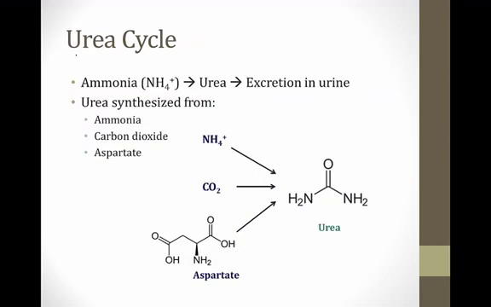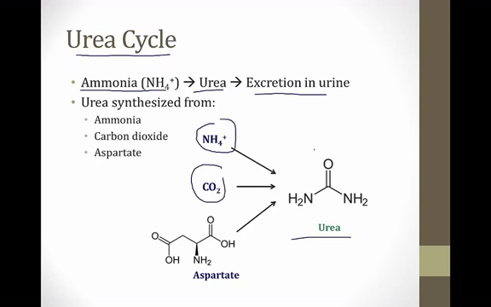So now let's talk about the urea cycle. This is a metabolic pathway that occurs only in the liver, and it is the pathway by which the toxic ammonia is converted to the non-toxic structure urea, which can be excreted in the urine. This is the structure of urea on the right side of the screen. It is synthesized from ammonia and CO2. CO2 is what makes up the C double bonded to oxygen in the middle. And then finally, the second nitrogen comes from the amino acid aspartate.